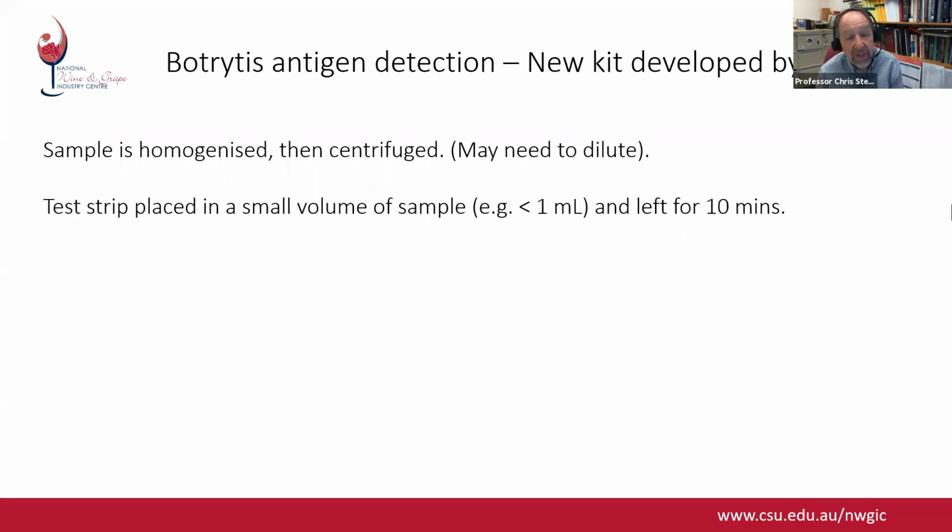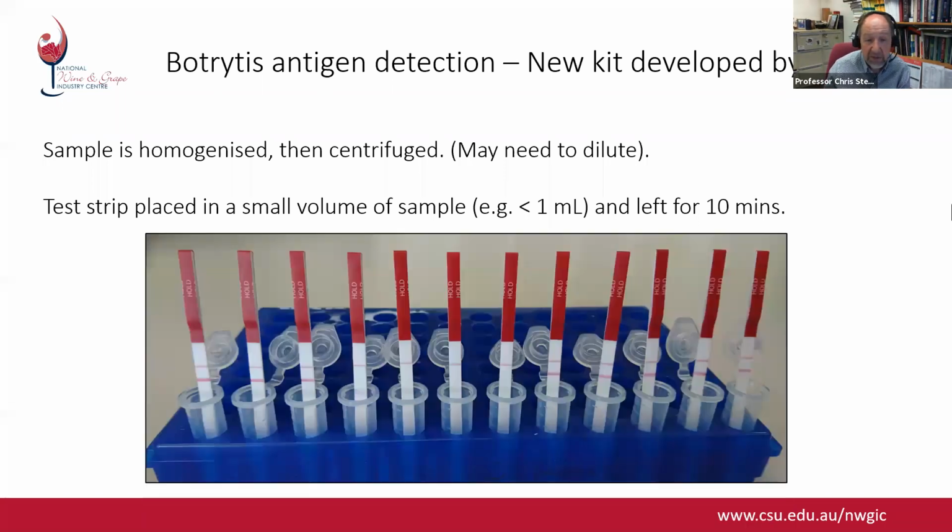So what's the procedure? Well, you get your grape sample, you homogenise it, and low speed centrifugation is just to get out any particulate matter. You could perhaps even just allow it to settle out. And then we place the test strip in a small volume of sample, less than a mil, and you leave it for 10 minutes. This is what it looks like.